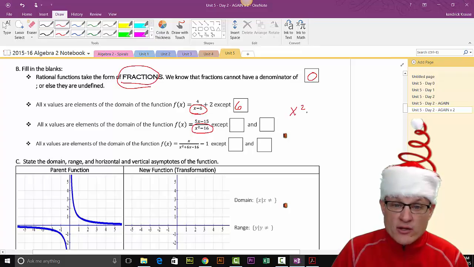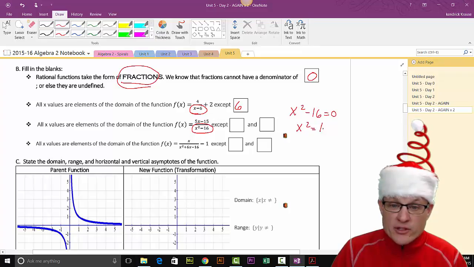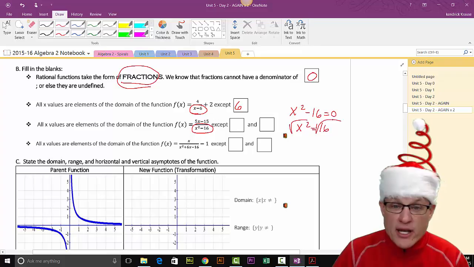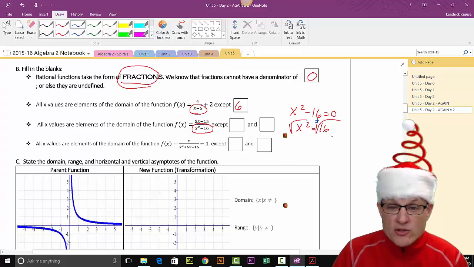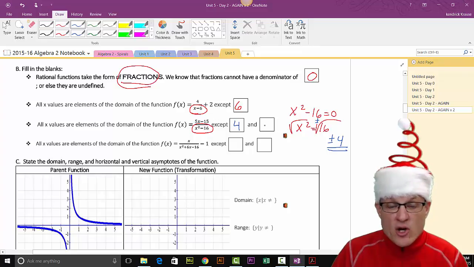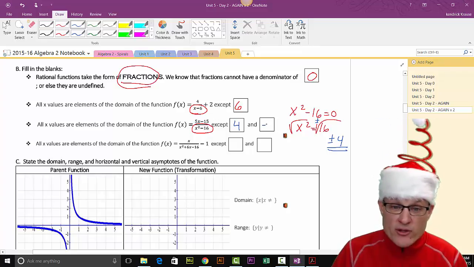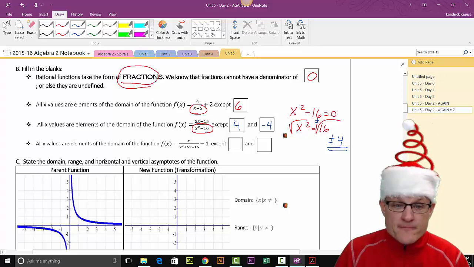Well, it's x squared minus 16 equals 0. And then x squared equals 16. And then you take the square root of both sides. And don't forget, when you take the square root, you put a plus or minus. So plus or minus 4. So in this case, it's okay, but the restrictions on the domain are positive 4 and negative 4.